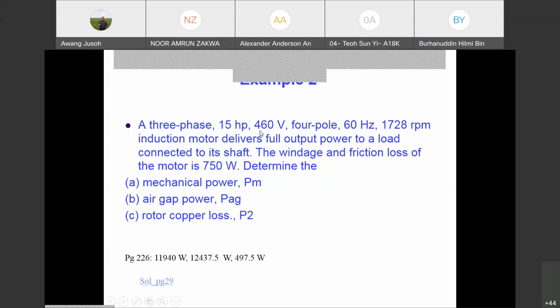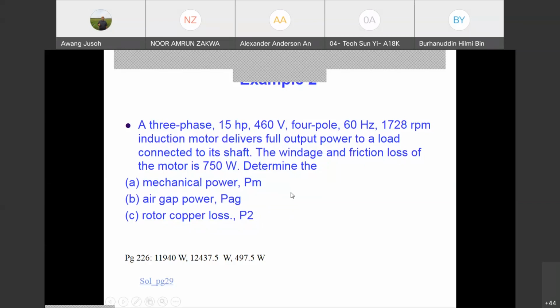The rating is 460 volts, voltage line to line, 4 poles and 60 hertz. The speed of the induction motor is 1728 RPM. It delivers full output power to a load connected to its shaft. The windage and friction loss of the motor is 750 watts. Determine how much mechanical power is developed by the machine, PM; the air gap power, PAG; and the rotor copper loss, P2.